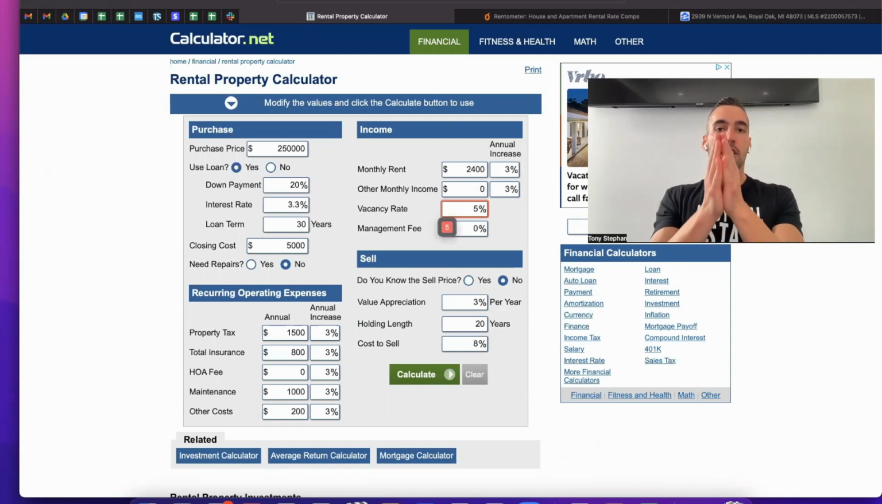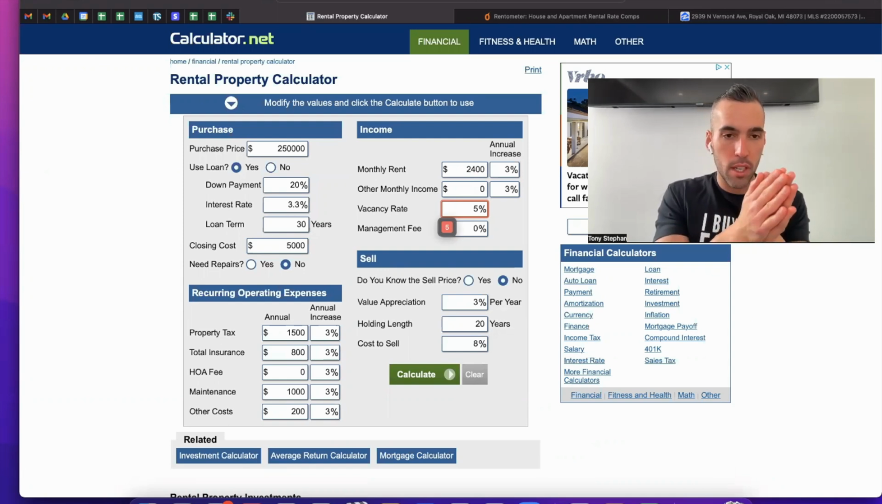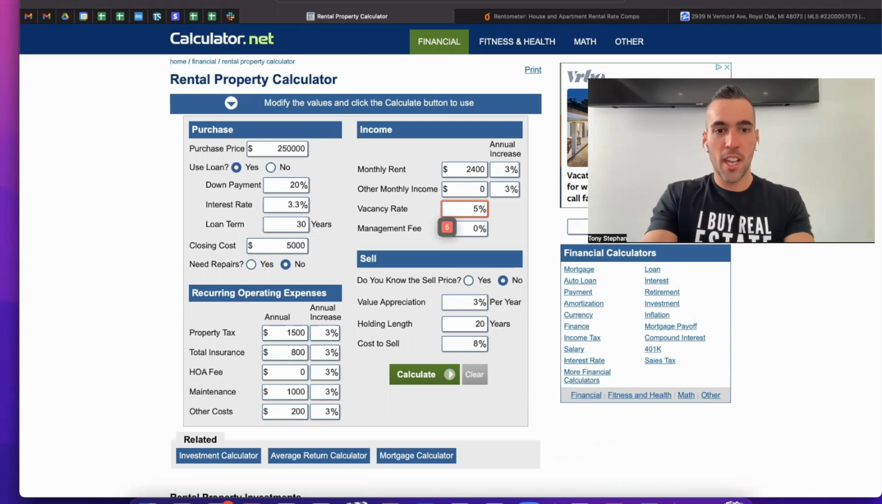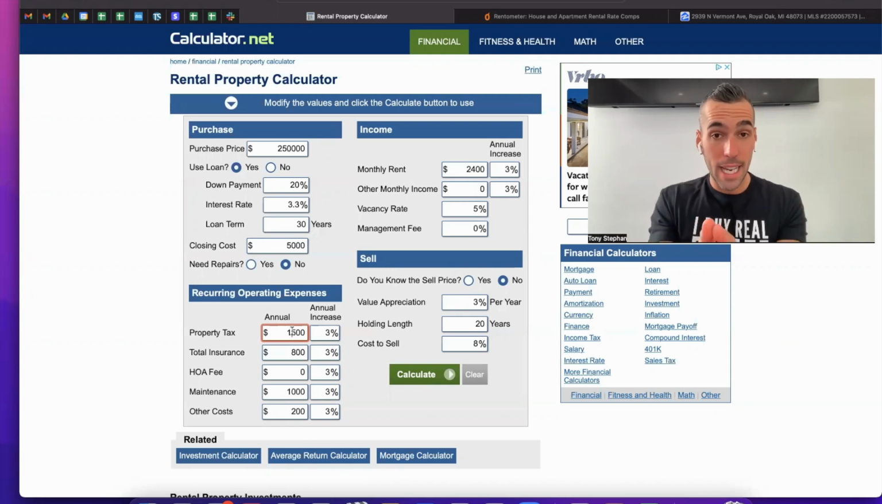Just remember, such an important tip: run the worst case scenario numbers. You have to be objective, not subjective. With investors, they'll want to fudge numbers to make it work. You have to be objective, okay? If it doesn't work, it doesn't work. Assume a 5% vacancy, depending on the area. If it's an area with higher vacancy, and again, this is where a property manager will be able to help you. That's why you need a property manager.